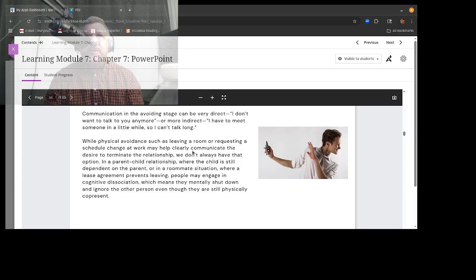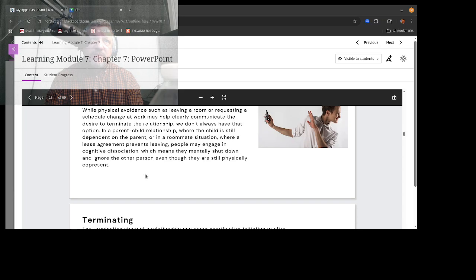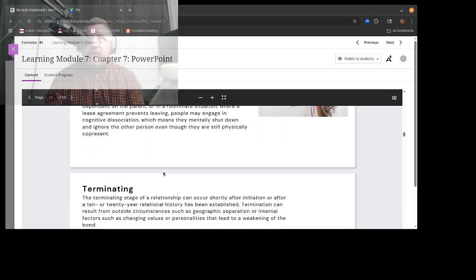Physical avoidance is here. You change your work schedule so that you don't come in contact with that person again. In parent-child relationships or roommate situations where the kids are dependent on the parent, people engage in cognitive disassociation. They mentally shut down and ignore the other people, even though they're physically present. It's a painful stage. It's not healthy. And it leads to termination.